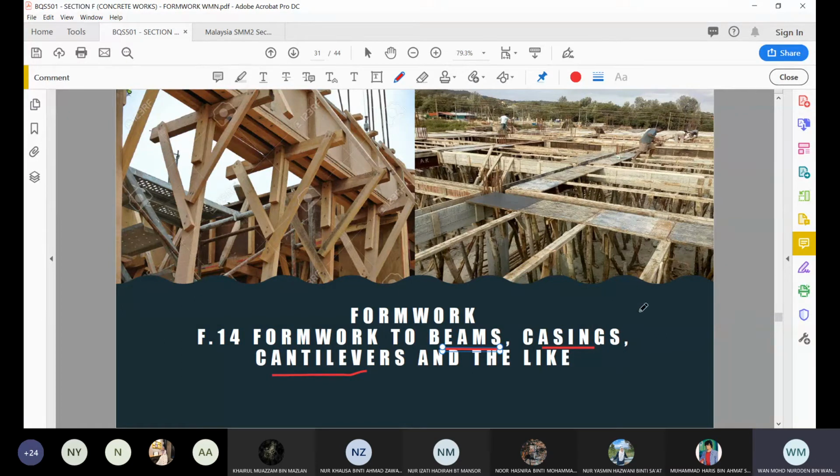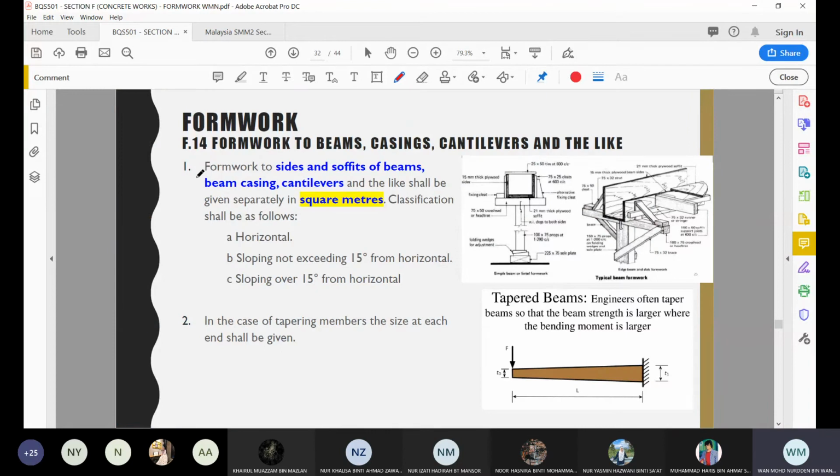Okay, tergantung. Maksudnya dia tak supported but at both ends of the beam. Kalau kita ada wall, cantilever tu hanya terjuntai keluar gitu. This is cantilever. Tapi kalau beam yang biasa kan kita ada beam. Oh, ni ada column lah. Okay. Contoh. This will be the cantilever. Okay. Number 1. Formwork to sides and soffit of beam.